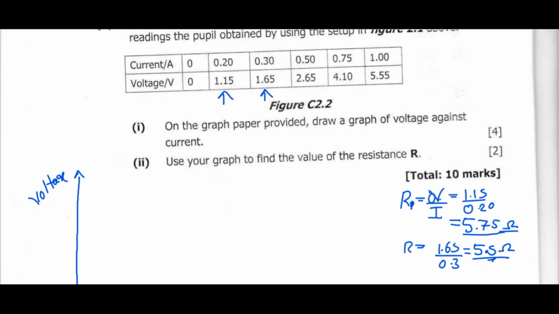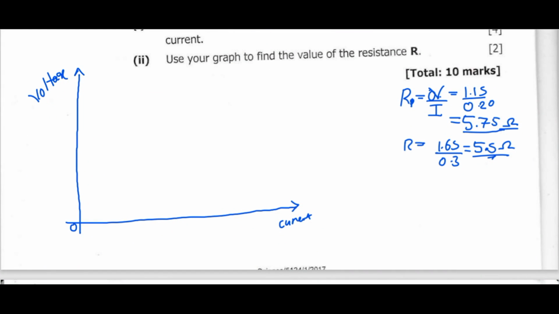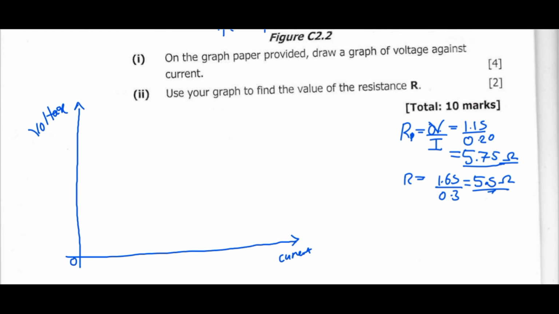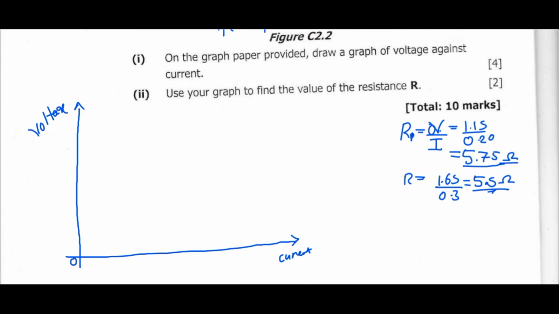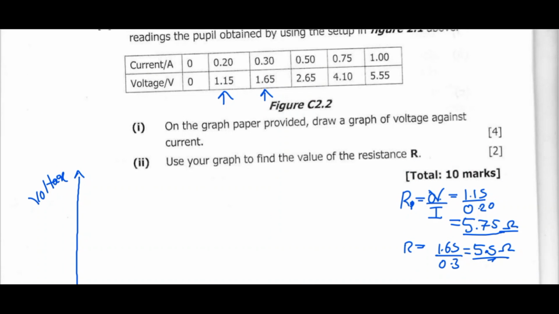Okay, let's check for clarity. 2.65 divided by 0.50, 5.3. So you can see that the resistance was decreasing. So since the resistor is not giving me the same value, the graph will not be linear, will not be a straight line. So that is it. We know the picture even if we have not yet drawn.